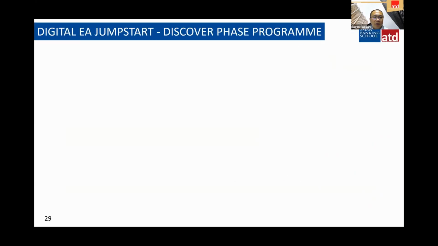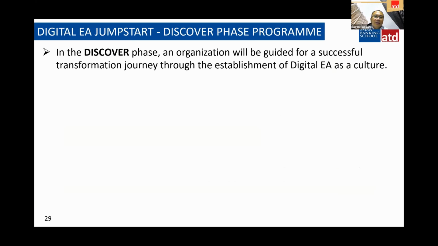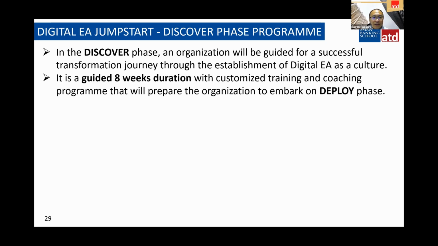So we have 3 phases. The first one is called the discover phase. In the discover phase, basically it is a hand-holding of the organization, right? It's guided and prescriptive, a joint team together establishing digital enterprise architecture as a culture. So basically hand-on-hand, going through the journey together. It's typically about 8 weeks, right? So these are the customized training. We will bundle all the necessary training programs, just prior to the implementation. So this is more of a guided and hands-on embarkation before we can deploy.